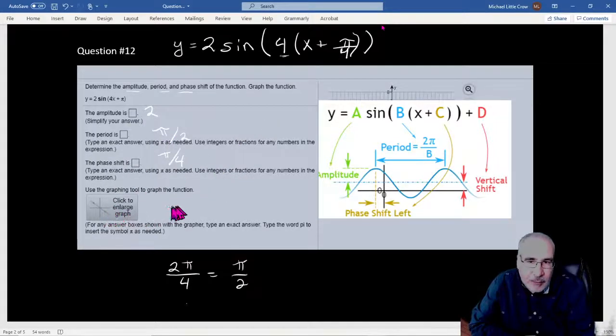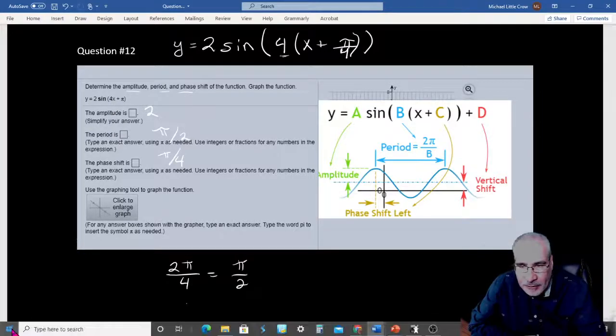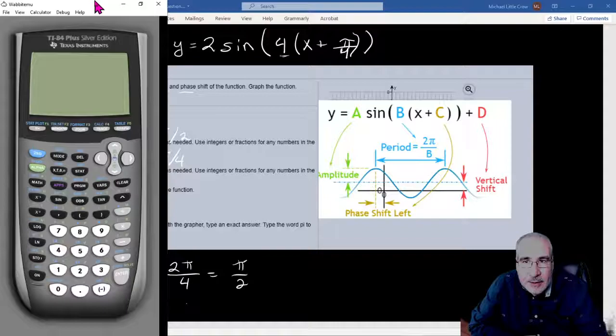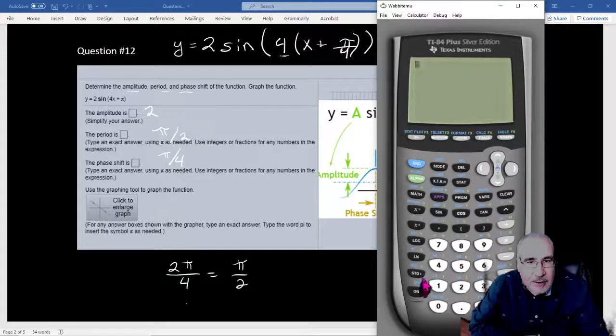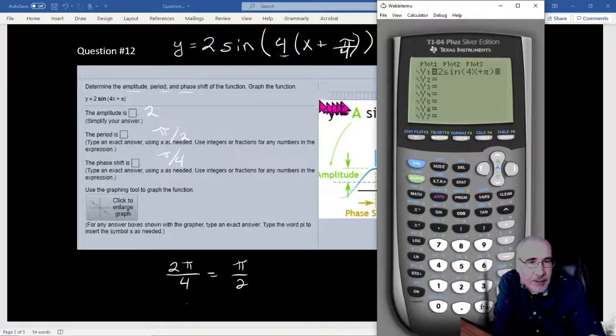Now what we're going to do is we're going to graph this, and we'll see. What I'm going to do first is let's just graph the original with the graphing calculator, and then we'll use the graphing tool. Okay, so let's go here, 2 sine 4x plus pi. I just do the original. One way of checking it is you could graph this other one that we factored the 4 out of and check to make sure that they're the same graph. That would be helpful.